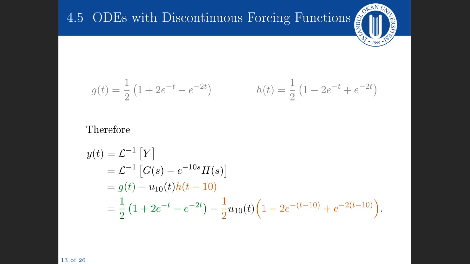Small g, we just copy straight down. For small h, we need to replace each t by t minus 10. So it's going to be 2e to the power minus (t minus 10) and e to the power minus 2(t minus 10).